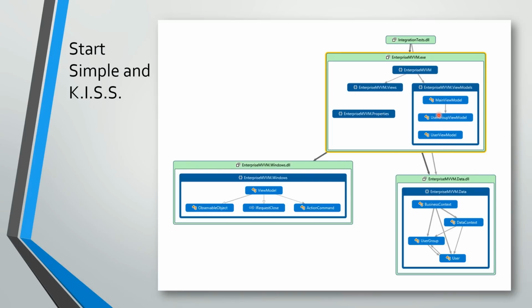And then we'll have our Windows library, which we started building in session 1. So familiar things here. We have a view model, we have observable object, and action command, which we'll be building in this session. And then we have our data layer, which will be Enterprise MVVM.data.dll. And this will have our code first Entity Framework in there. So we'll have our DB context as well as our models. And then we'll have a business layer.